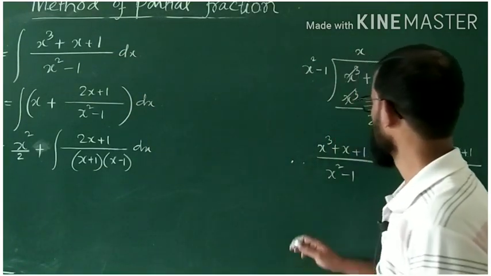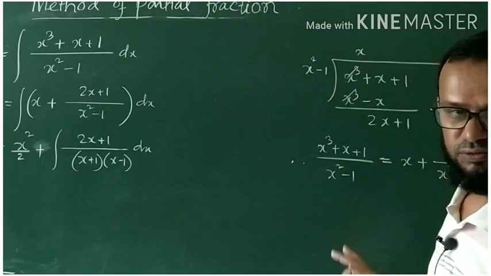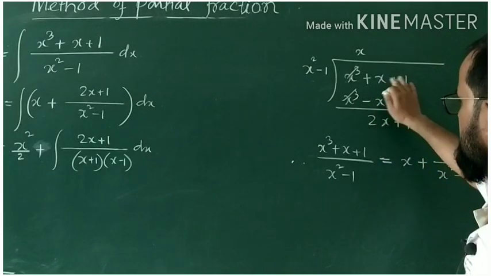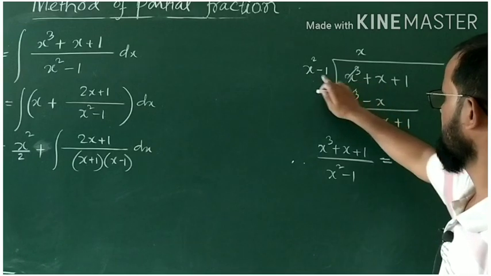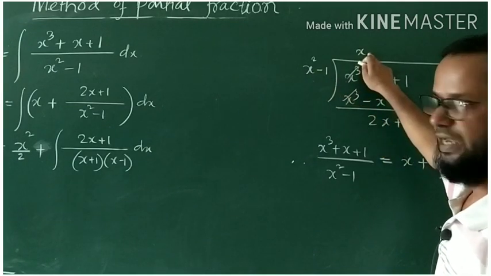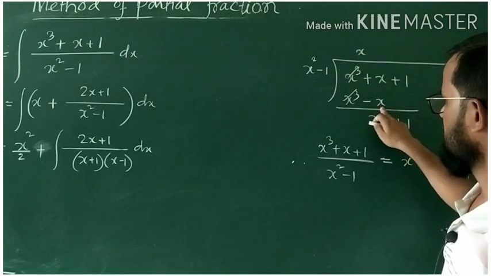So here you see I am dividing numerator by denominator. After dividing, I hope you know how to divide, this particular process you already got in school level, but I just remind it. First you divide x cube by x square, you are getting x, and then minus 1 into x, you multiply, this result is minus x.